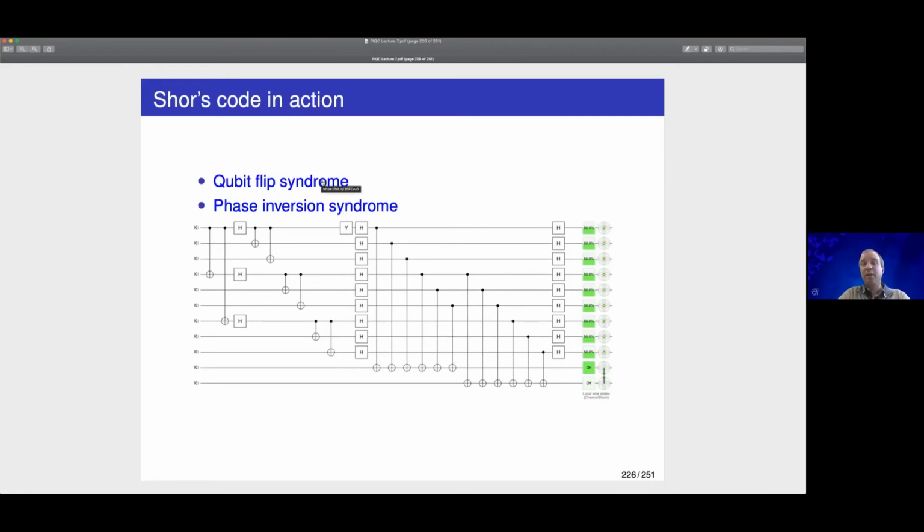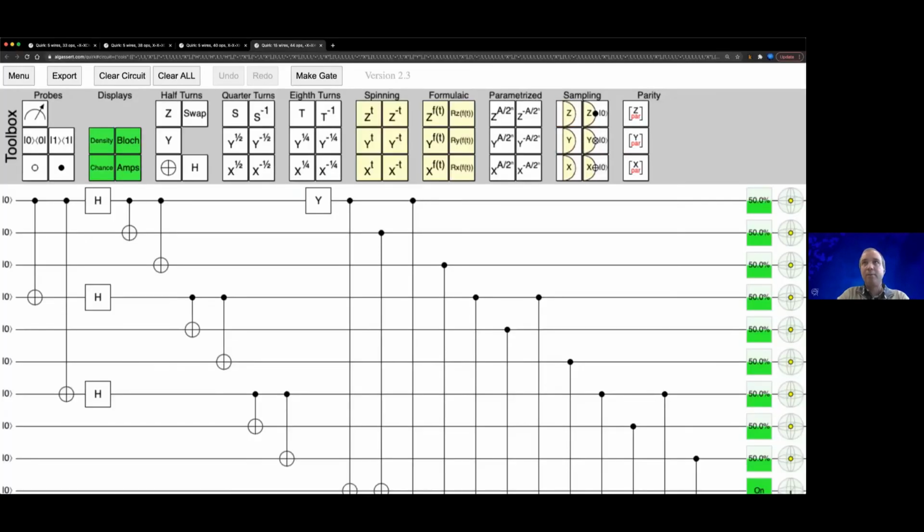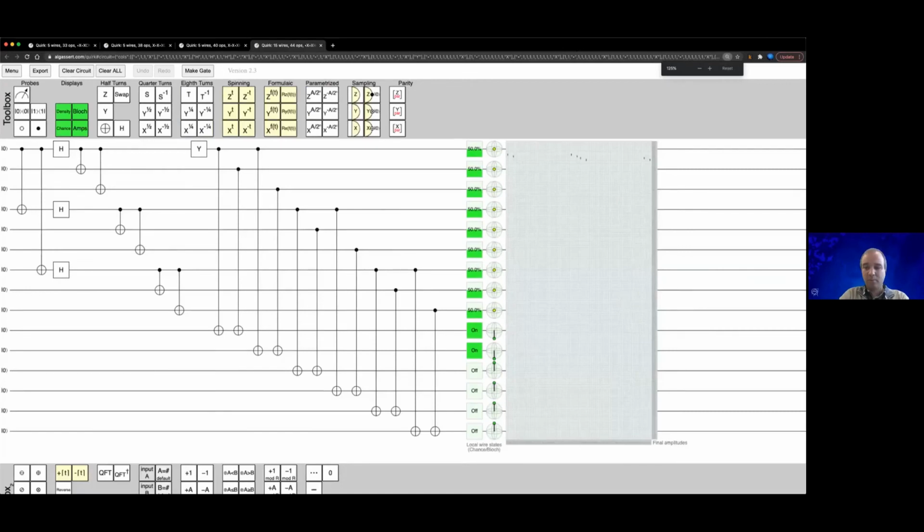I could not fit all the needed qubits in one circuit, because the maximum number of qubits in Quirk is 16. So I divided this into measurement of the qubit flip syndrome and the phase inversion syndrome. But in practice, you would need both at the same time. Okay, so let me open this, change my screen, and probably I need to make this smaller, like that, for instance.